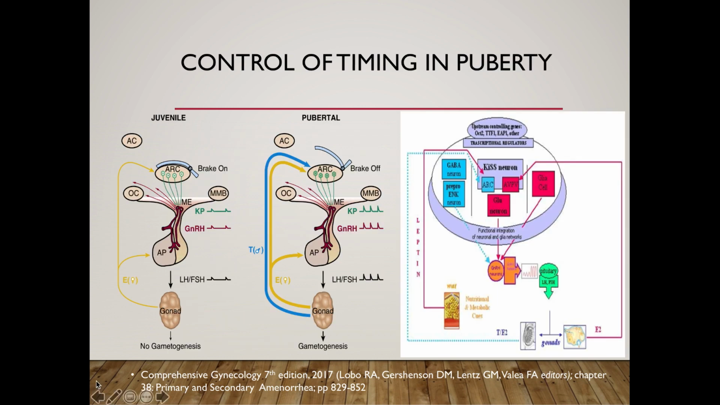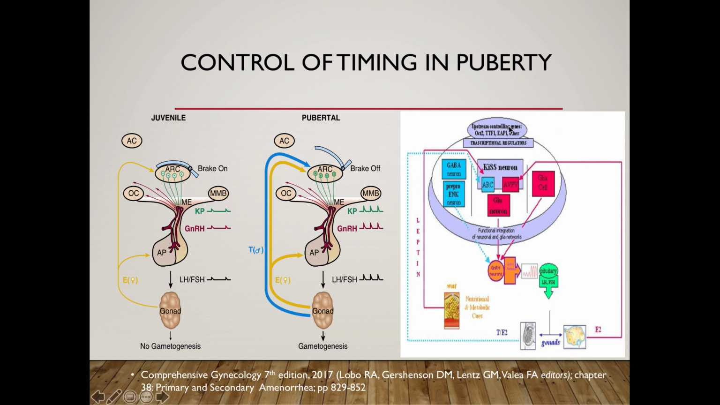This is a very nice diagram that shows us a model for the control of the timing of puberty. The figure depicts the key role of kisspeptin signaling in generating GnRH release. In the juvenile state, on the left panel, a physiologic brake is operational, while in the pubertal stage, on the right panel, the brake is off. This allows for kisspeptin and GnRH release, and a fully integrated negative feedback system for testosterone in the males and estradiol in the females.